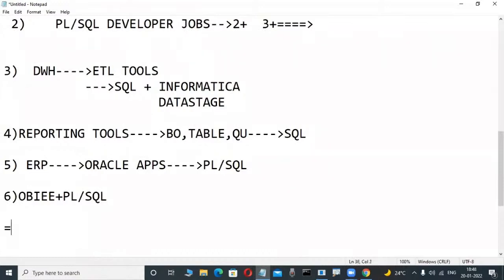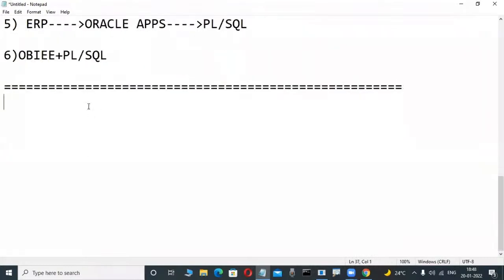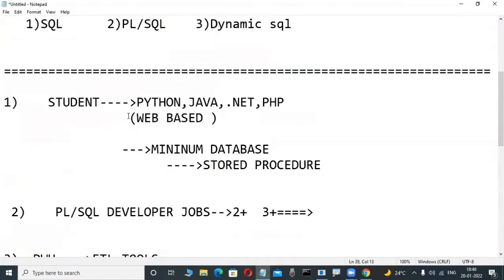Suppose you are not interested in the programming side and want administration jobs. In that case, there are DBA courses: Oracle DBA, SQL Server DBA, MySQL DBA, database administration courses. These persons also need minimum SQL knowledge before learning those courses.